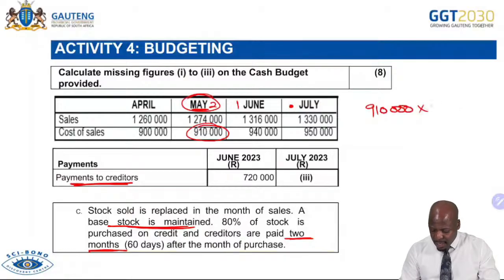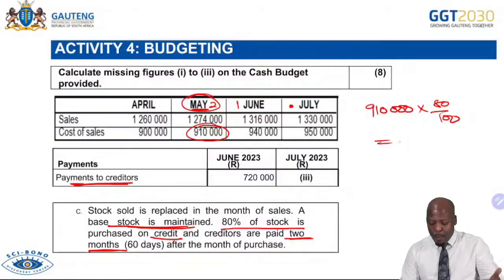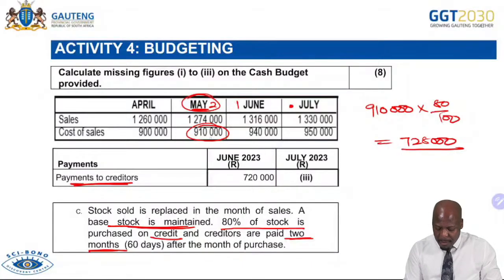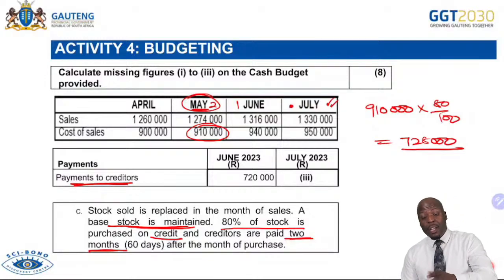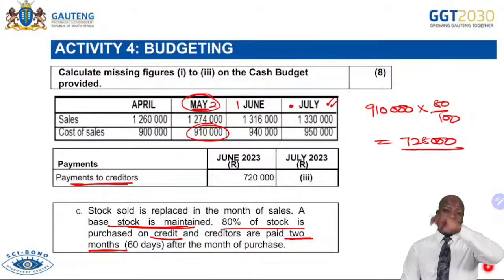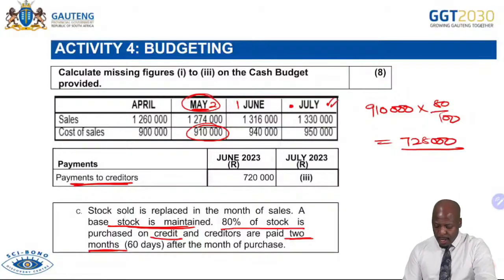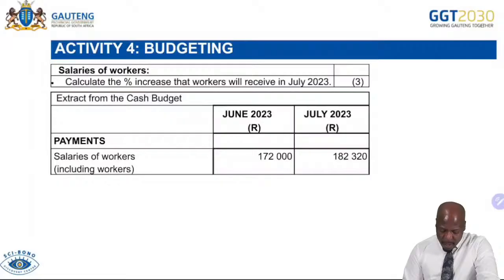You multiply that by your 80%, because we're told stock is maintained. 80% of stock is purchased on credit. Okay, so whatever we have purchased on credit, we pay 2 months after. And then that gives you 728,000. So we purchased it in May, but we'll pay for it in July, 2 months after. But to know it, go to July, you count 2 months going back. All right, let's quickly go on to the next one.